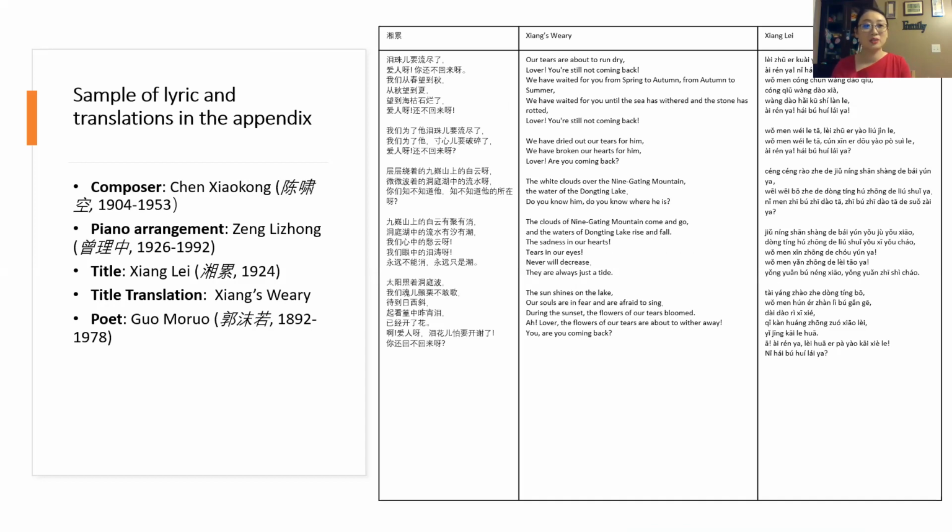Next, let's look into the sample of lyrics and translations. It's listed in the appendix. For instance, if you are interested in this one, Xiang Lei, composed by Chen Xiaokong, and you want to further look into the lyrics and translations, or you want to use it as a reference when you're practicing, this part will be really helpful. It is listed with Chinese characters, followed by English translations. And this part is the pinyin part.